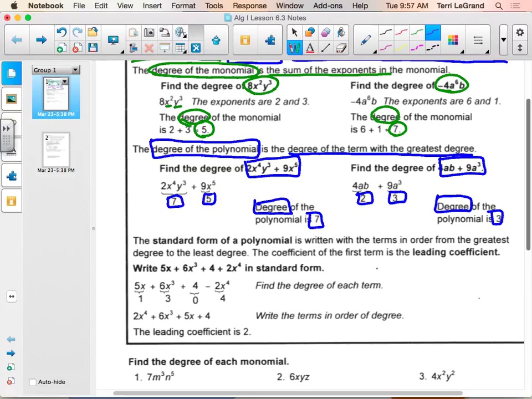So any questions on, first of all, what I'm talking about when I say monomial, polynomial, and degrees? Before we move on, it's important that we know how to identify those.